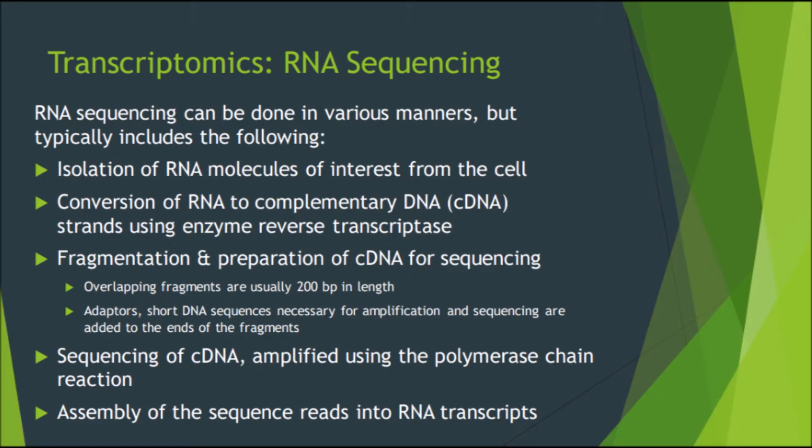Another method is RNA sequencing. It can be done in various ways but includes the following: isolation of RNA molecules of interest from the cell, conversion of RNA to complementary DNA using reverse transcriptase, fragmentation and preparation for sequencing, sequencing of the DNA amplified via polymerase chain reaction, and assembly of the sequence reads into RNA transcripts.